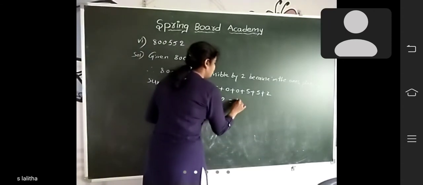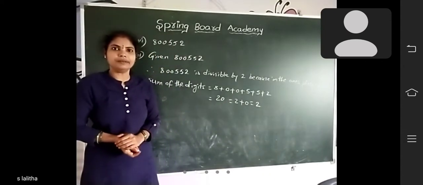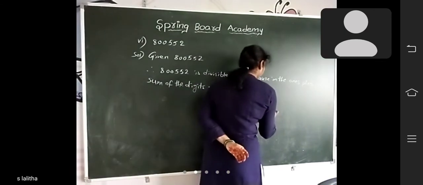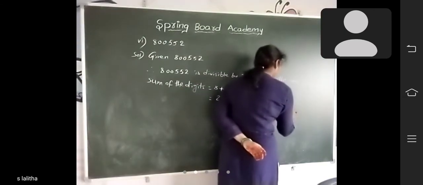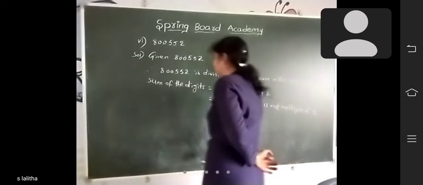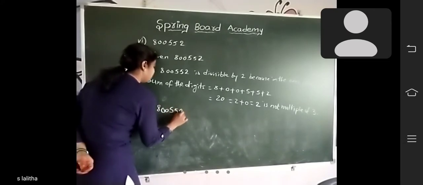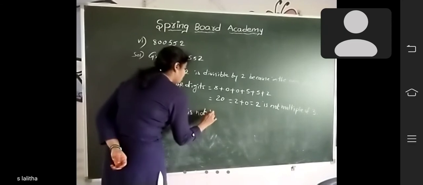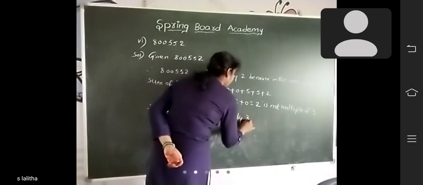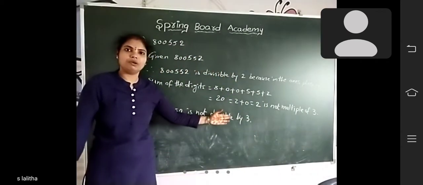Can you write it like this? 2 plus 0, how much? 2. Is 2 divisible by 3, children? Is 2 a multiple of 3? No, it is not a multiple of 3. So therefore 800,552 is not divisible by 3.